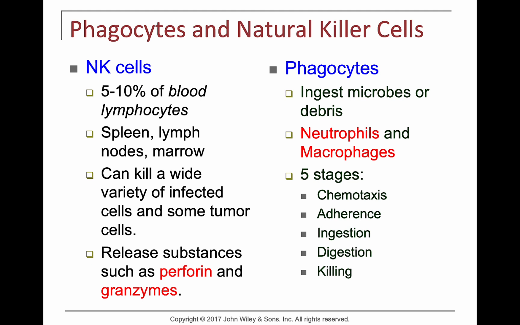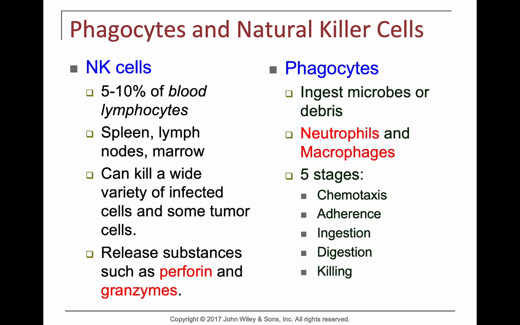Other nonspecific responses, there are two important types of cells. There is a lymphocyte known as a natural killer cell, and that makes up 5 to 10% of lymphocytes in your blood. The others are B and T cells, and they're involved in specific or acquired immunity. And phagocytes.